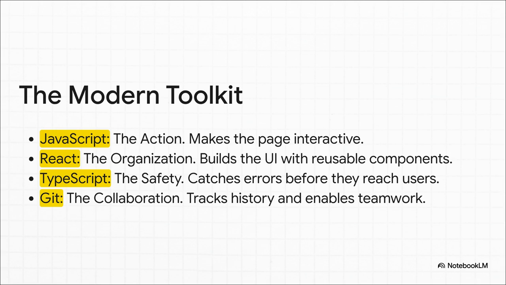So when you put it all together, you see how everything fits. JavaScript is the action. It makes things interactive. React is the organization. It lets you build with components. TypeScript is the safety. It catches your errors. And Git is the collaboration. It tracks history and lets you work as a team. This is the core toolkit for modern web development.